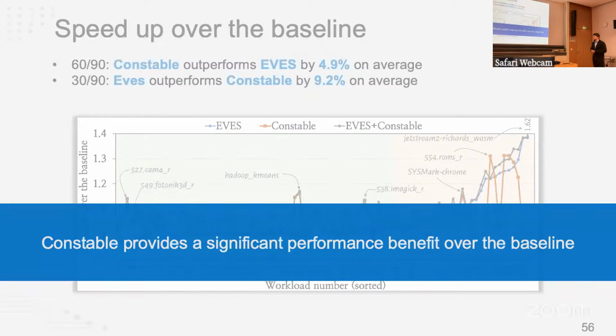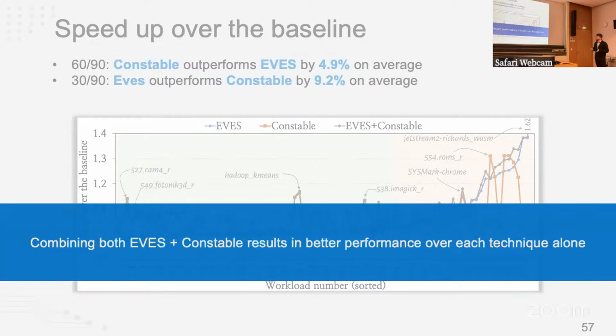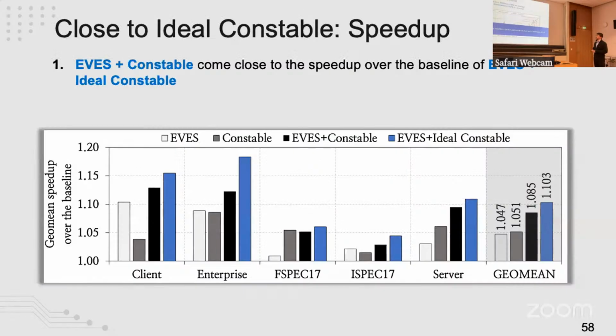From that figure, we can conclude that Constable provides significant performance benefits over the baseline, and combining both EVES and Constable results in better performance than each individual technique alone.